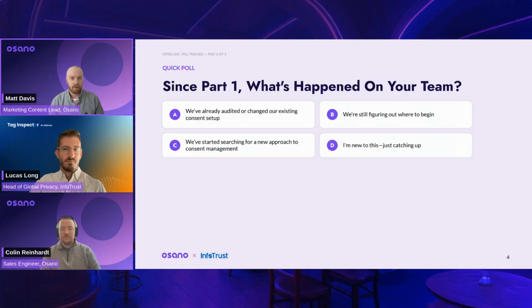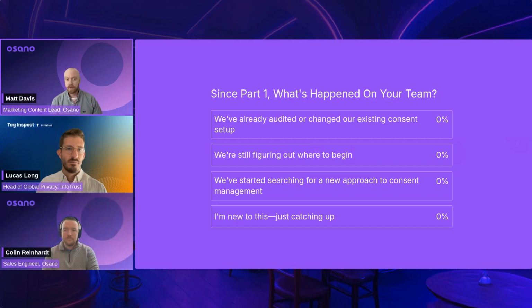So since last session, we're curious about what's happened on your team. Have you already audited or changed your existing consent management setup? Are you still figuring out where to start? Have you started looking for a new approach to consent management? Or are you just all new to this and just catching up?